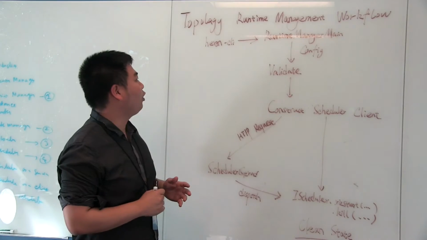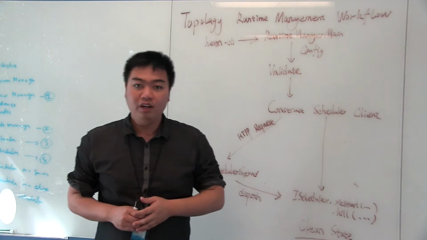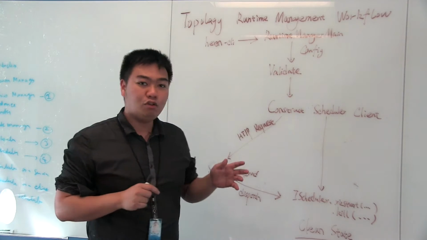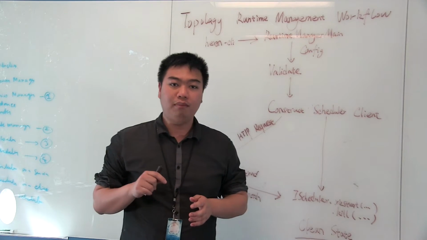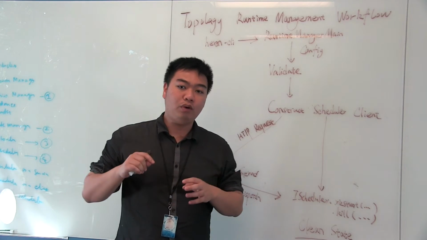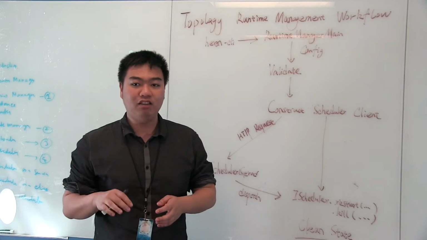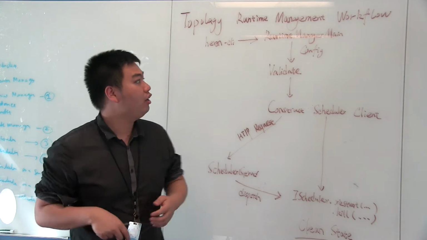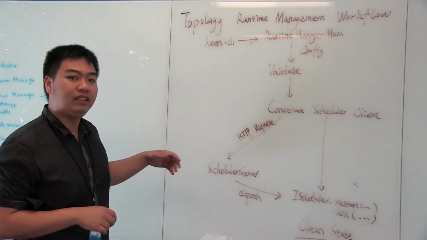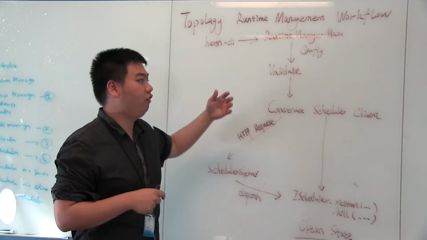Hello, so now I'm going to give an overview of the Topology Runtime Manager workflow. Topology Runtime Manager is used to manage a topology after launching. It will handle the request command from the user and dispatch those commands to the actual implementation. So let's go through the workflow, then it will be easier to trace the code base to follow what it does.